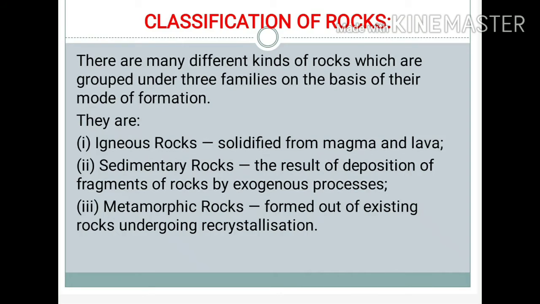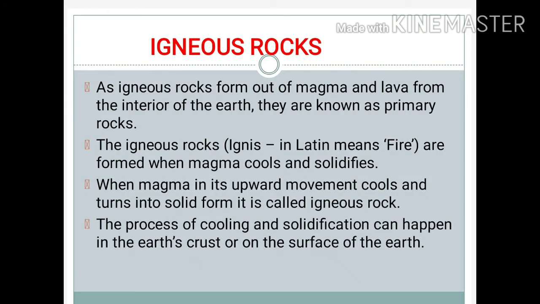Igneous rocks are basically formed because of the solidification of hot and molten lava or magma. Sedimentary rocks are basically the result of deposition of fragments of rocks by exogenous processes. And metamorphic rocks are formed out of existing rocks which undergo recrystallization and reorganization. So this is the classification of rocks. So let's discuss them one by one. First one is igneous rocks.